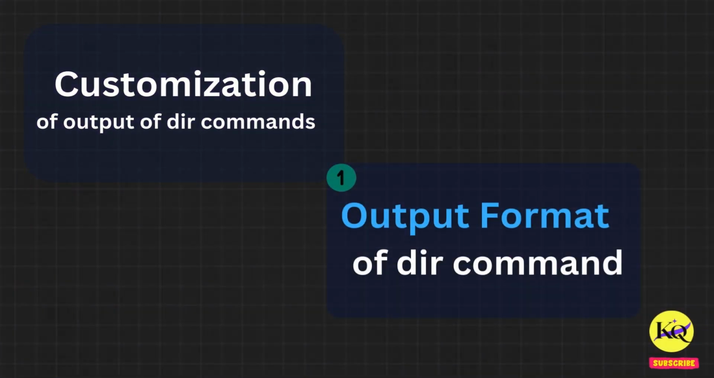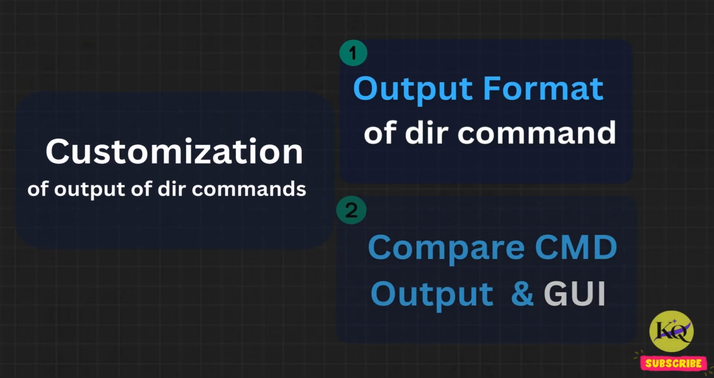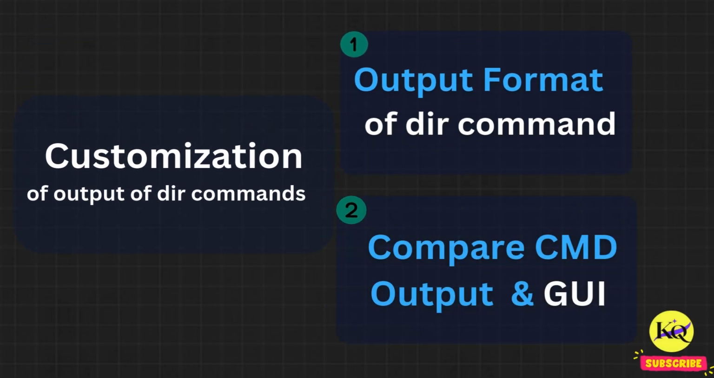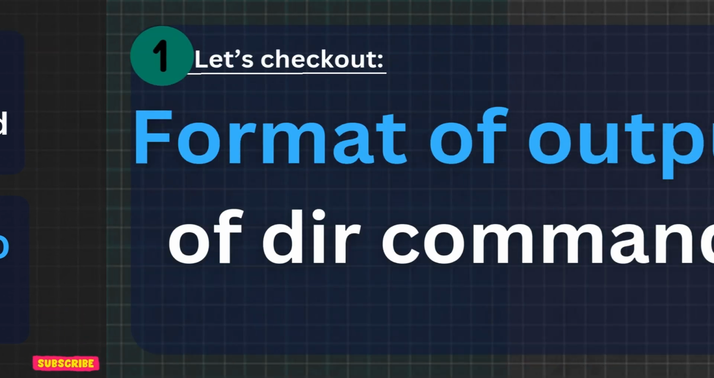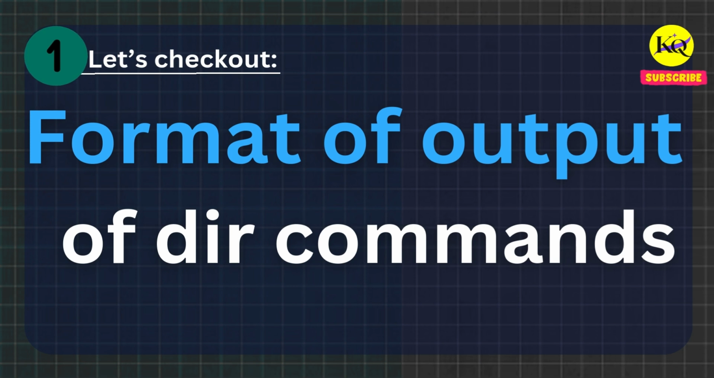Number one, the format of the output we are getting from the dir or dir/s command. Number two, the comparison between CMD output and GUI to build a solid intuition of this concept. So let us break it down step by step. First, let us check out the format of the output from the dir command.